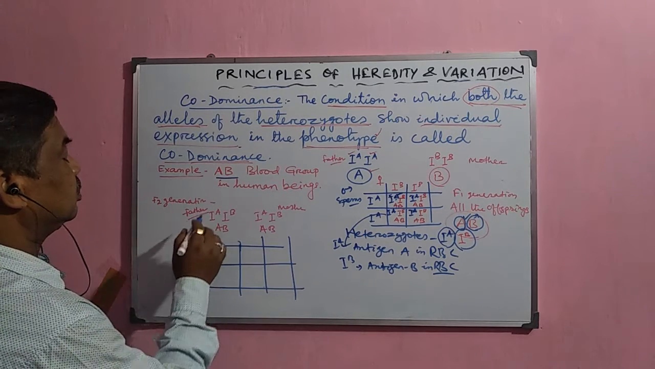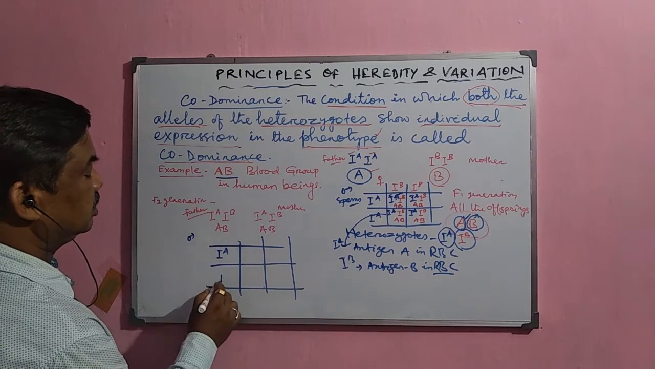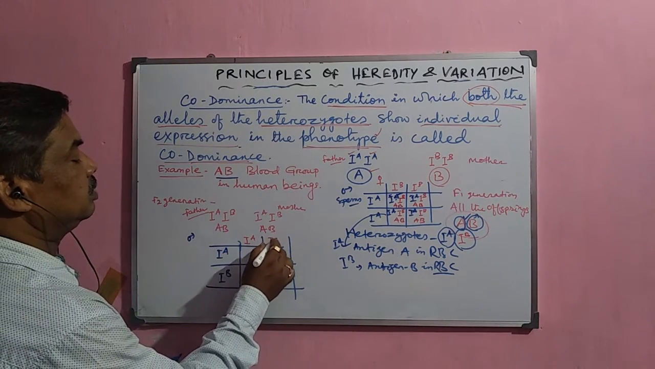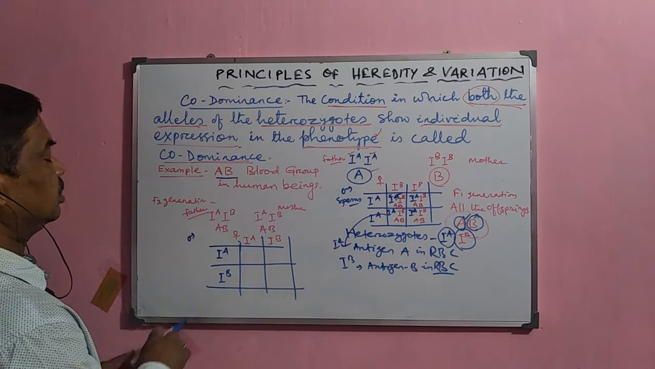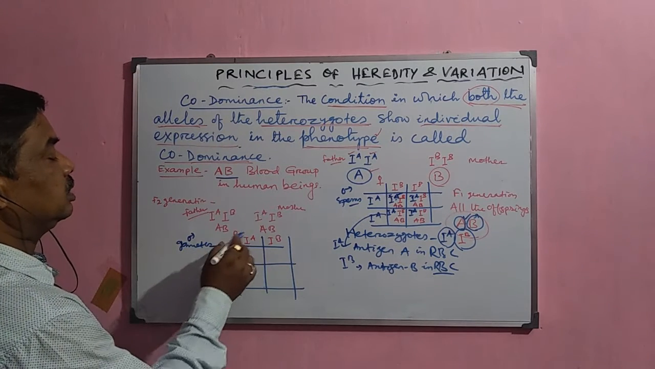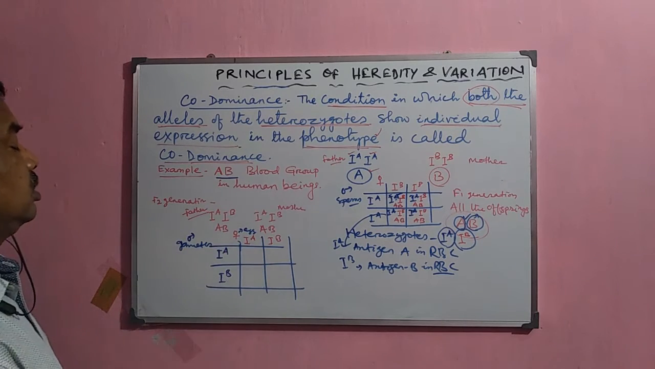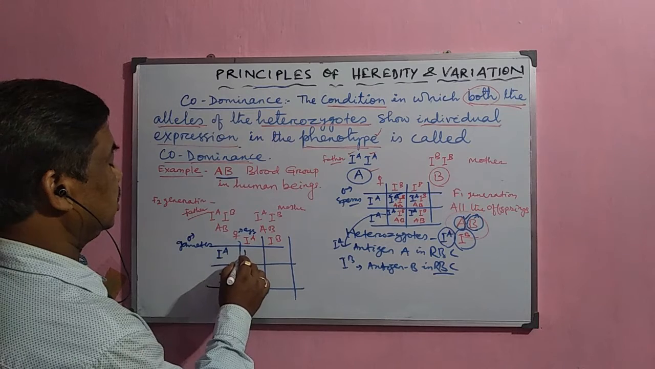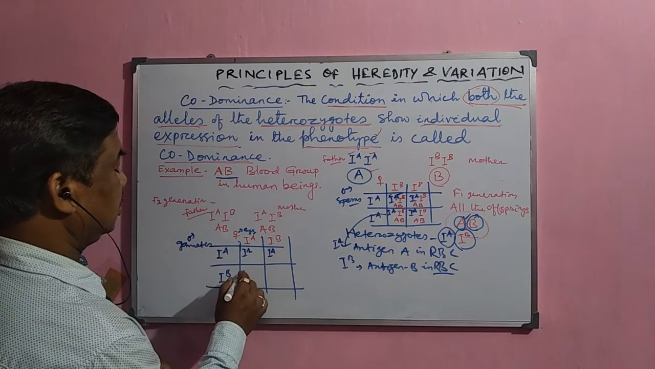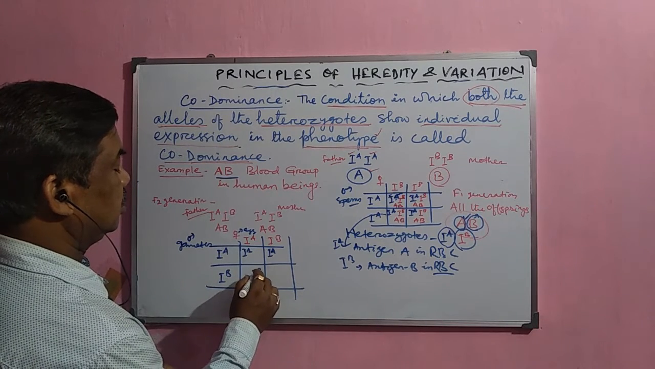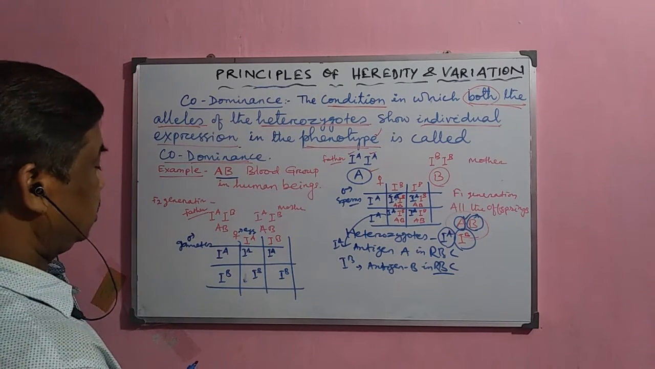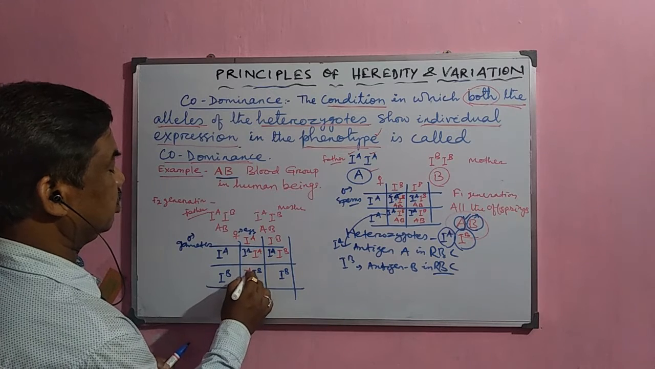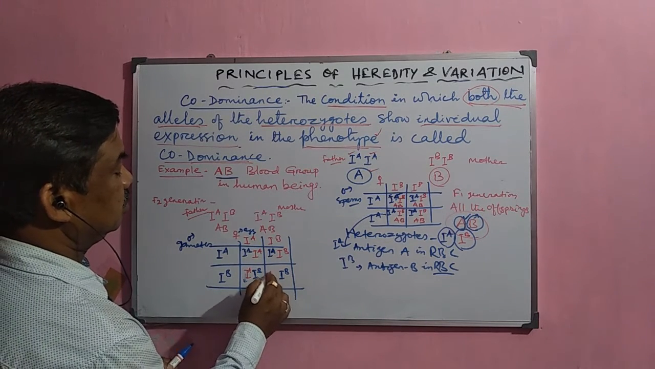Now, in the case of the male, two types of gametes will be there, here IA and here IB. In the case of the mother, there are also two types of gametes, IA and IB. These are the male gametes, or spermatozoa, and these are the female gametes, or egg cells. Now, when the offspring are formed, they will be: here IA, here also IA, here IB, and here IB. So in this case, here IA from egg cell, IB from egg cell, here IA from egg cell, and here IB from egg cell.